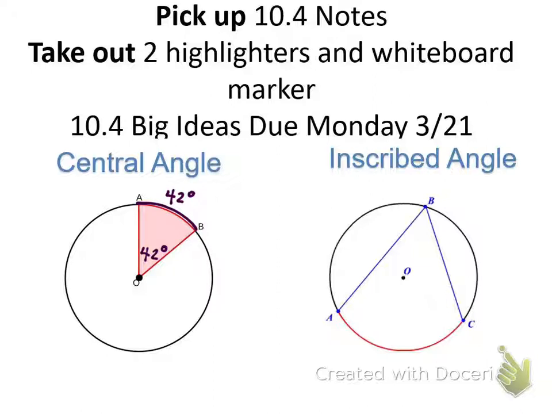Where is the vertex for an inscribed angle? On the circle. So as long as you're capable of halving and doubling, you will do perfectly fine in this section. If this angle was 42 degrees, and I told you the relationship is half and double, what do you think the measure of arc AC would be? 84. Yeah. The angle is half of the arc. The arc is double the angle. That's what we're going to learn today. We're going to review central angles first before we learn the new things.